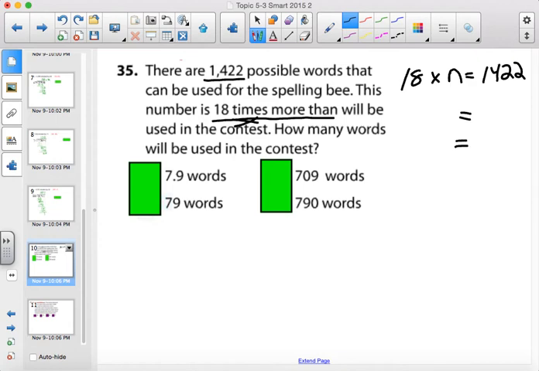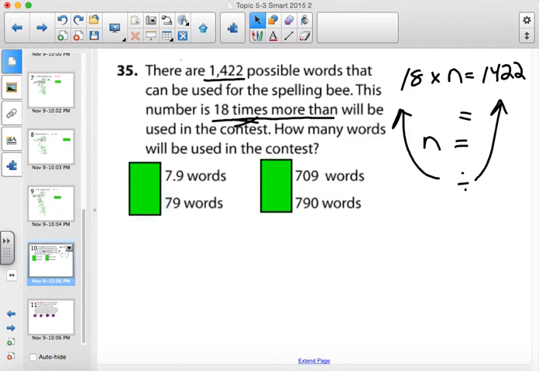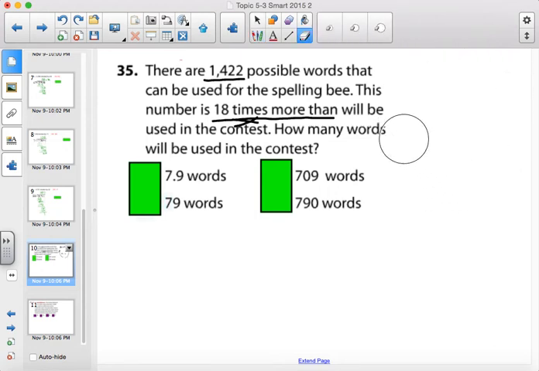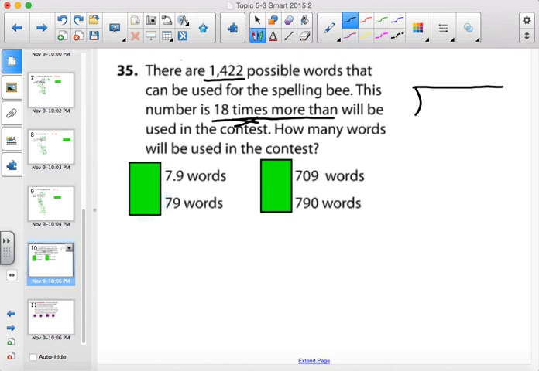Well, of course, we're going to find the answer to this. We want to get n by itself, so what we need to do is we are going to divide on both sides to come up with the answer here. So this is definitely a multiplication situation solved through division. Okay, so here we go. The problem will then be 1,422 divided by 18.